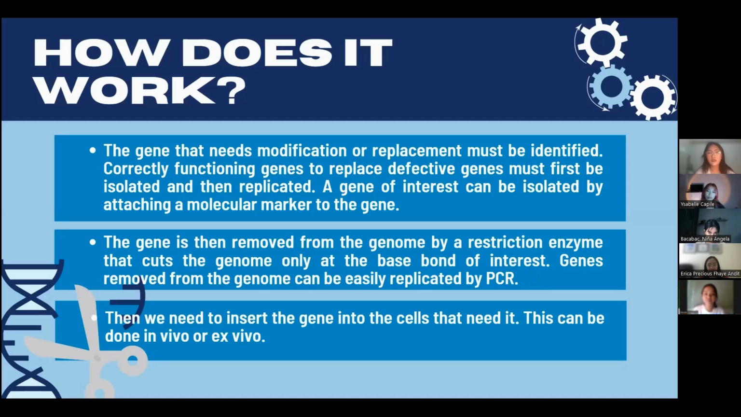The gene is then removed from the genome by a restriction enzyme that cuts the genome only at the base bond of interest. Genes removed from the genome can be easily replicated by PCR. PCR is the process of replicating the genetic sequence of a gene by introducing base pairs into the sequence along with replication enzymes that induce, cause, and proofread replication. Then, we need to insert the gene into the cell that needs it. This can be done in vivo or ex vivo.